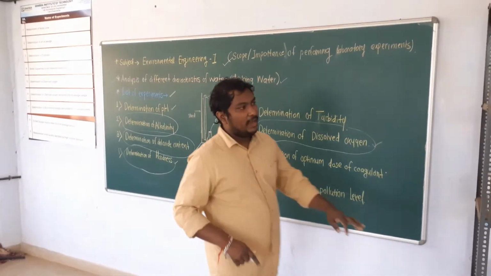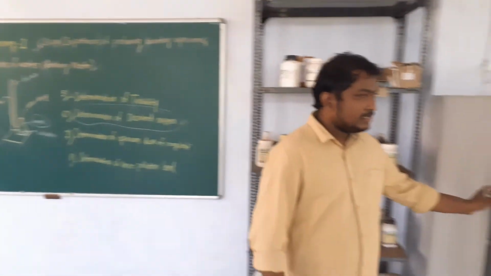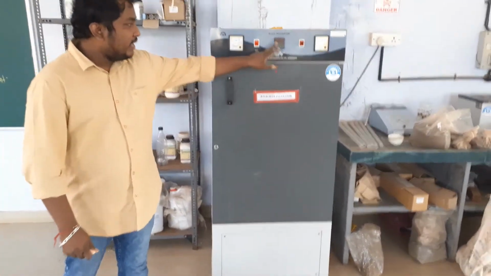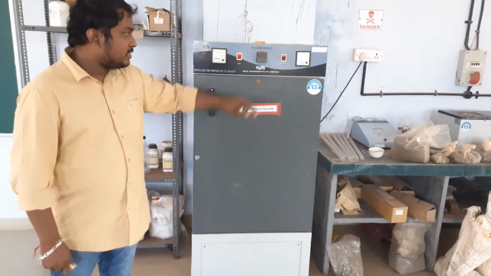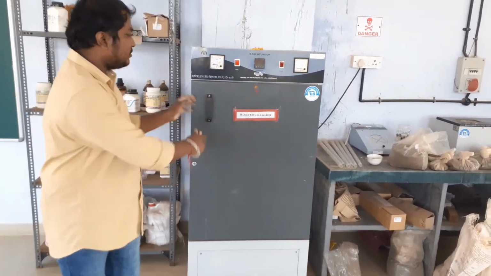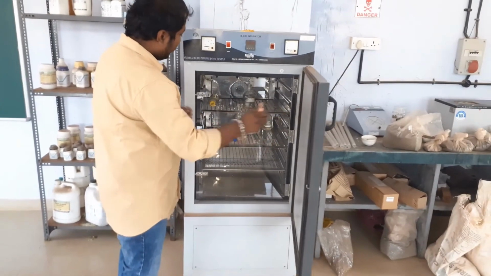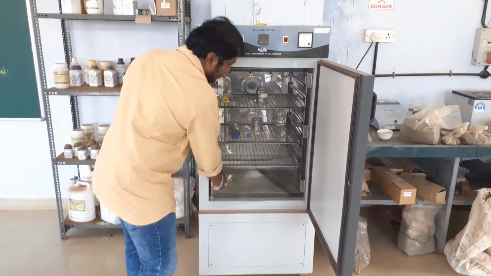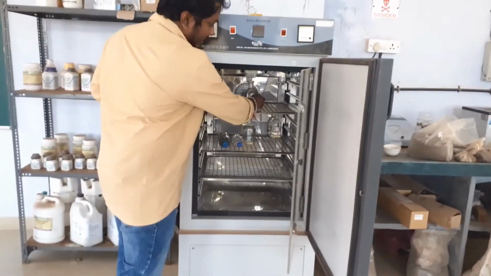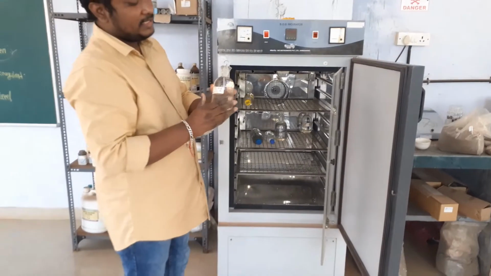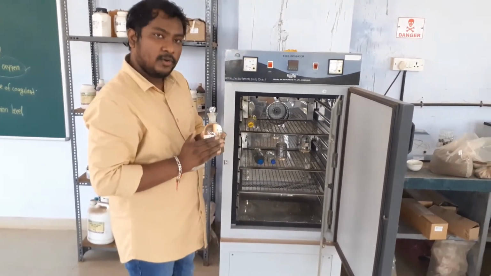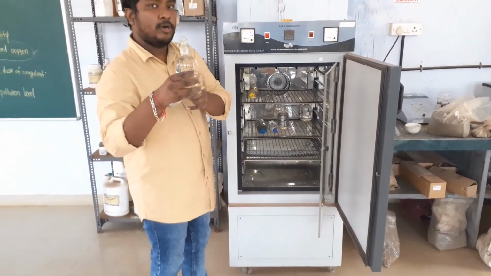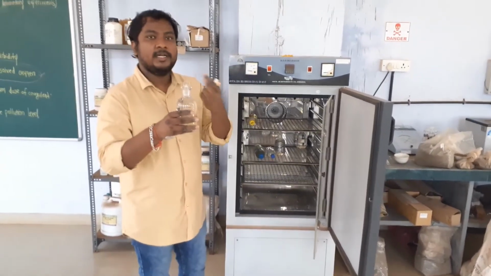In our lab we will have this apparatus, known as the BOD incubator. It has various parameters and switches, and in this BOD test apparatus we will place the sample and measure the corresponding characteristics. One sample is kept here. In this bottle we will perform the DO, and in the same bottle we will perform the BOD. This is known as the DO bottle, which is used for measurement of dissolved oxygen.